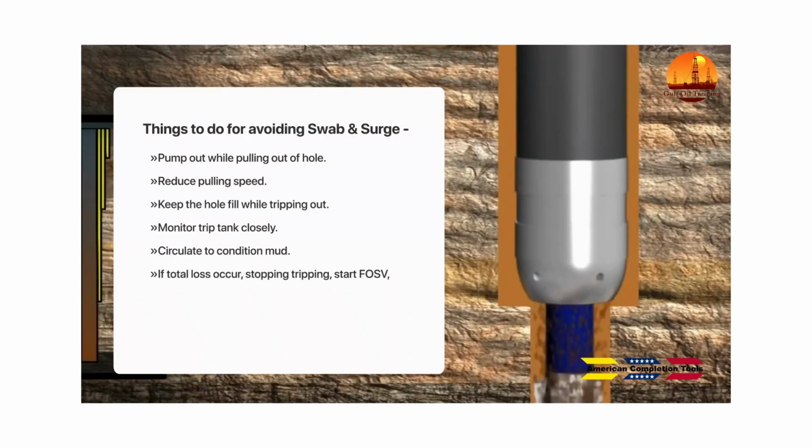Pump out while pulling out of hole. Reduce pulling speed. Keep the hole filled while tripping out. Monitor the trip tank closely. Circulate to condition mud.